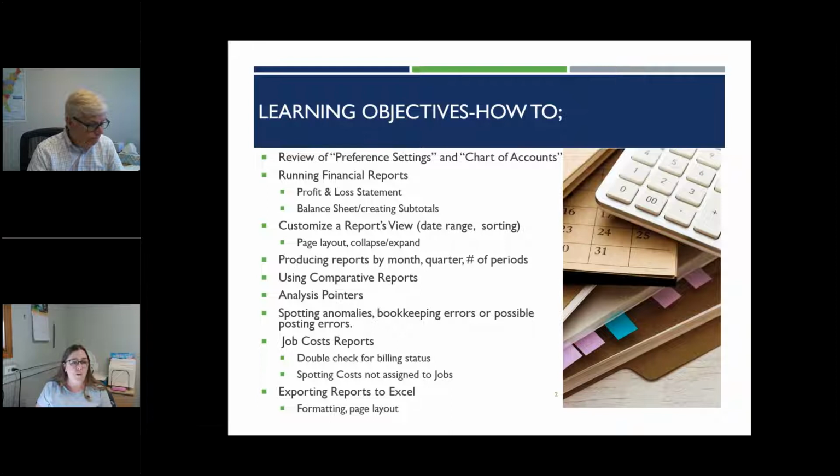Then we'll talk about producing reports by different time periods and how that can be useful to your business. We'll also work on setting up some comparative reports, looking at analysis pointers, and how to spot abnormalities, bookkeeping errors that we often see, or possible posting errors. Then we'll talk about some job cost reports, how to double check billing status, how to spot costs not assigned to jobs, and then how to export information to Excel so you can format and change your page layout. Again, as we work on these, if you have questions, please ask, or you can contact us outside of this session.